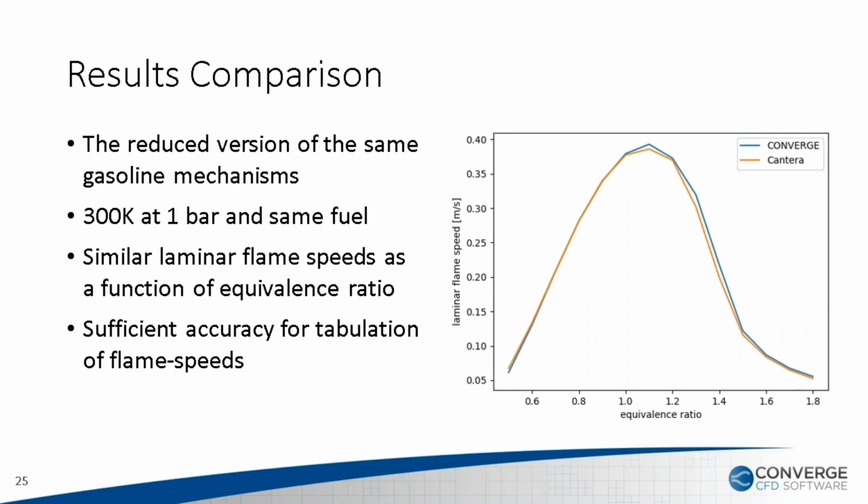These are result comparisons. We are plotting laminar flamespeed in terms of equivalence ratio. As you can see, Cantera is in orange and Converge is in blue. The results are more or less on top of each other for most of the conditions. And I think these are sufficient for generating a flamespeed table.